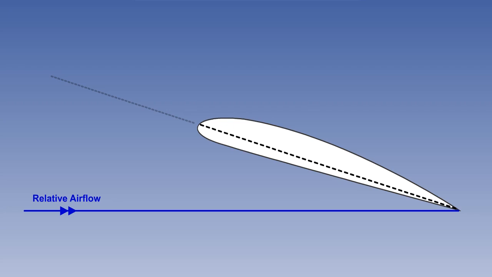The lesson on principles of flight explains in detail the relationship between the angle of attack and aircraft performance. In this lesson, it is assumed the principles of flight are familiar. However, let's recap the definition of angle of attack. The angle of attack, or AOA, is defined as the angle formed between the wing chord line and the direction of the airflow.